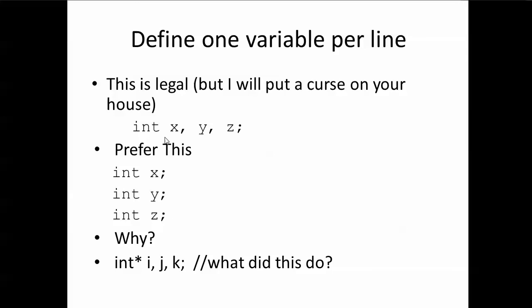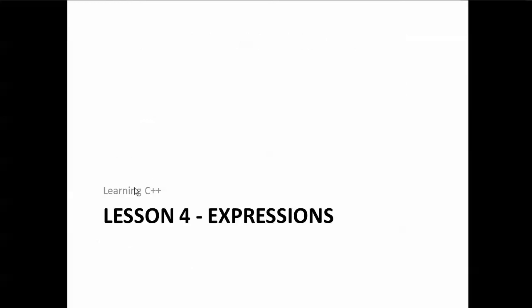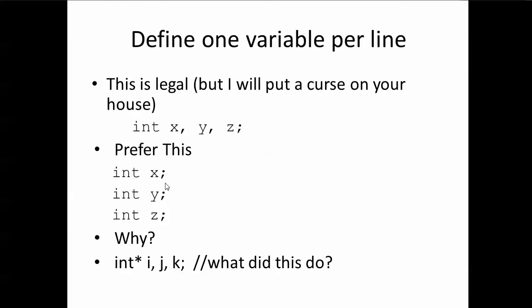And also define 1 variable per line. You can do this. It's legal. Prefer to do it this way. And one of the reasons is you don't know much about pointers yet, but you would think, okay, this is 3 pointers to int. Well, it's not. What it is: i is a pointer to int, j is a normal int, and k is a normal int. And that's very confusing. If you do it this way, it's not nearly as confusing. Okay, so that's it for data types.